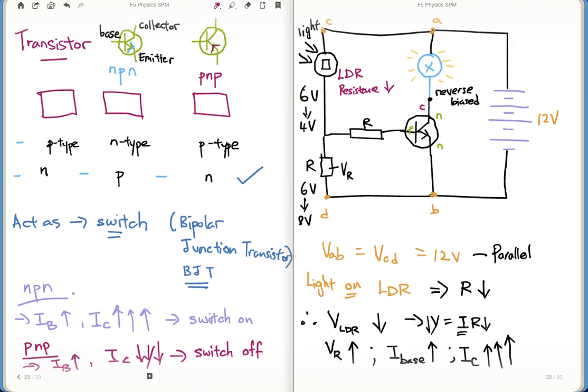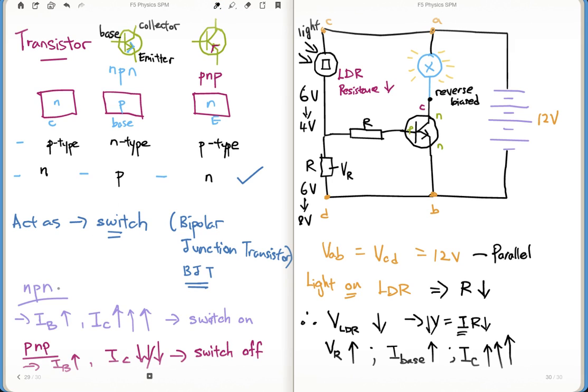Now, let's consider this. You have, for example, NPN. This is actually the base, of course. This is the base. So this is called the collector, and this is the emitter. Emitter, just to tell you what type it actually is.